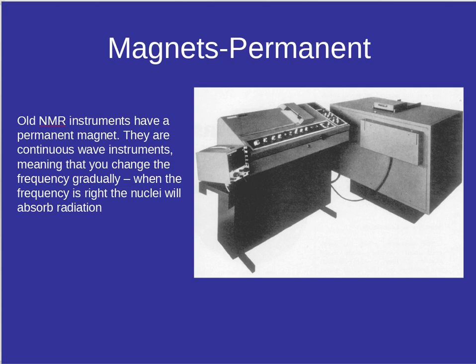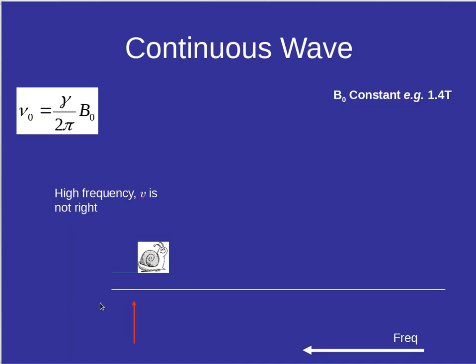But the way they work is slightly different to the way modern NMR spectrometers work. So how these would work is that a frequency close to the Larmor frequency would be generated. And so at a high frequency, notice the spectrum is back to front now. High is on the left and low is on the right. Let's start at a high frequency.